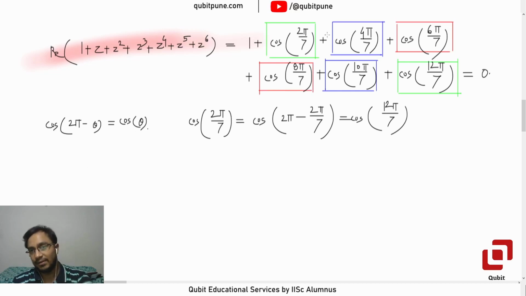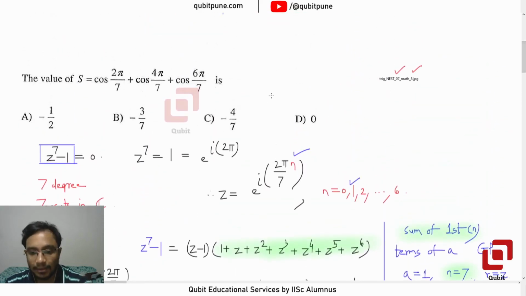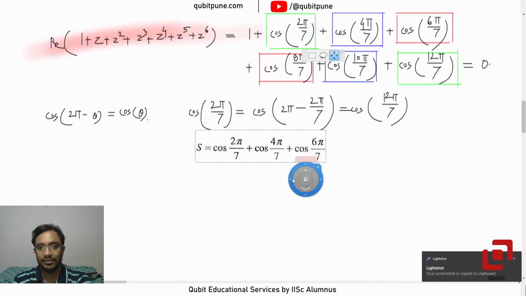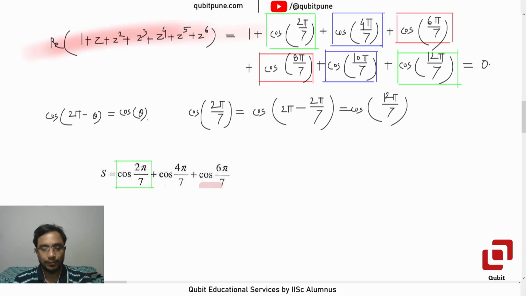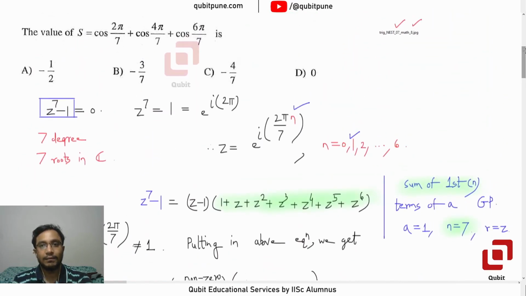Now if you consider the first three terms here, that is s. What is s? If you consider the first three terms there, is it not actually equal to s? Cos of 2 pi by 7 is there, it is here. Cos of 4 pi by 7 is there, yes it is here. Cos of 6 pi by 7 is there, yes it is here. Which means we now have 1 plus 2s equal to 0, 2s equals negative 1, so s will be negative 1 upon 2. S will be negative 1 upon 2, and hence it is option A.